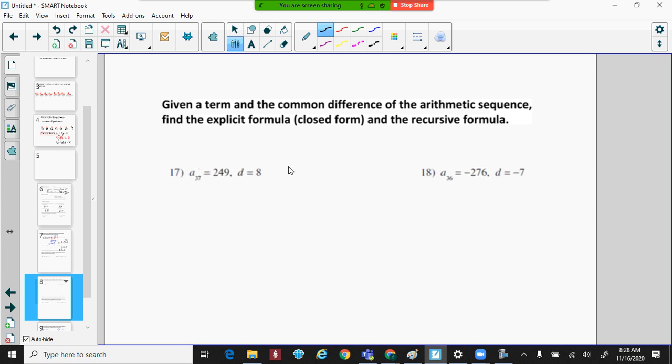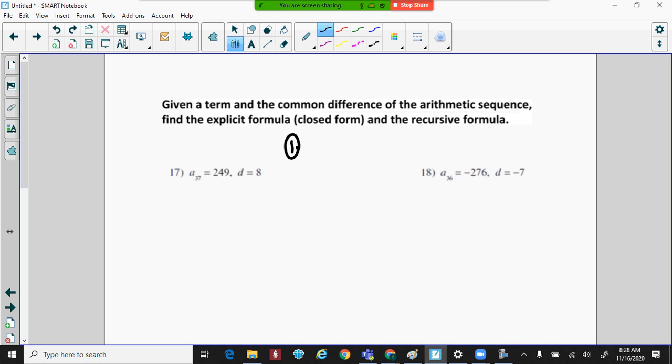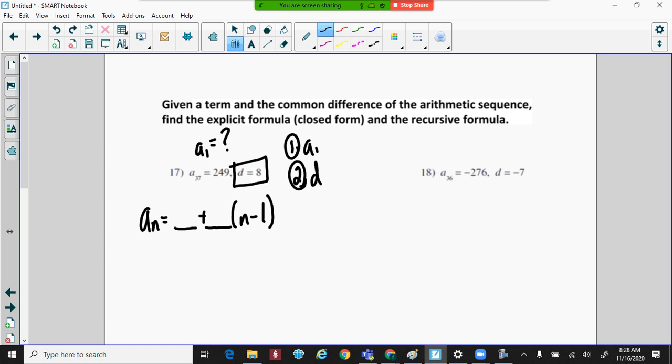All right. So let's look at question number 17. Remember, and I'm going to keep coming back to this, what you need to know is your A of 1, which is your first term, and then you need to know what your common difference is. Notice in this question number 17, we're given our common difference, but we are not given A of 1. So A of 1, we don't know. All right, so again, using the default formula of A of n is equal to something plus something times n minus 1, okay? Now again, my common difference is already given, 8, but I don't know what my first term is, so that's going to be x.